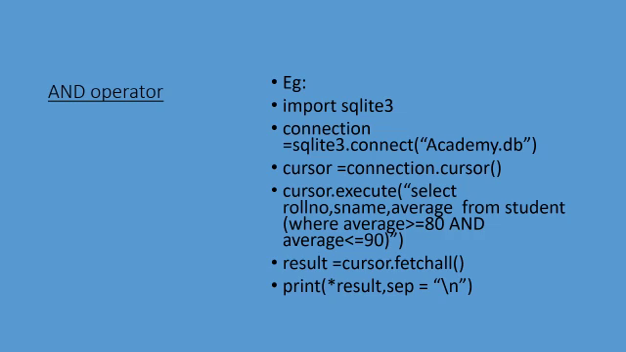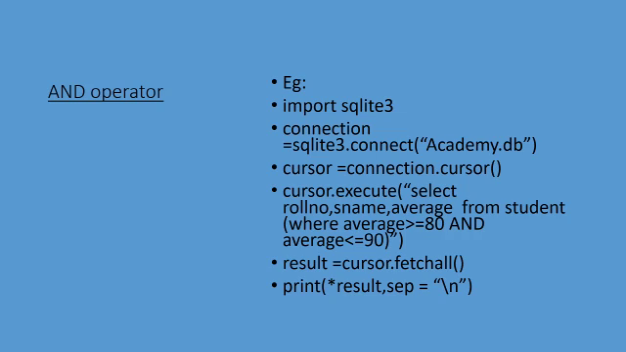import sqlite3, connection equal to sqlite3.connect academy.database, cursor equal to connection.cursor. These three lines you know already. We are importing sqlite3 and we are connecting academy.database. Then the cursor we are setting like connection.cursor. Next, how to give the AND operator: cursor.execute, select roll number, student name, average. These three columns will be displayed from the student table.